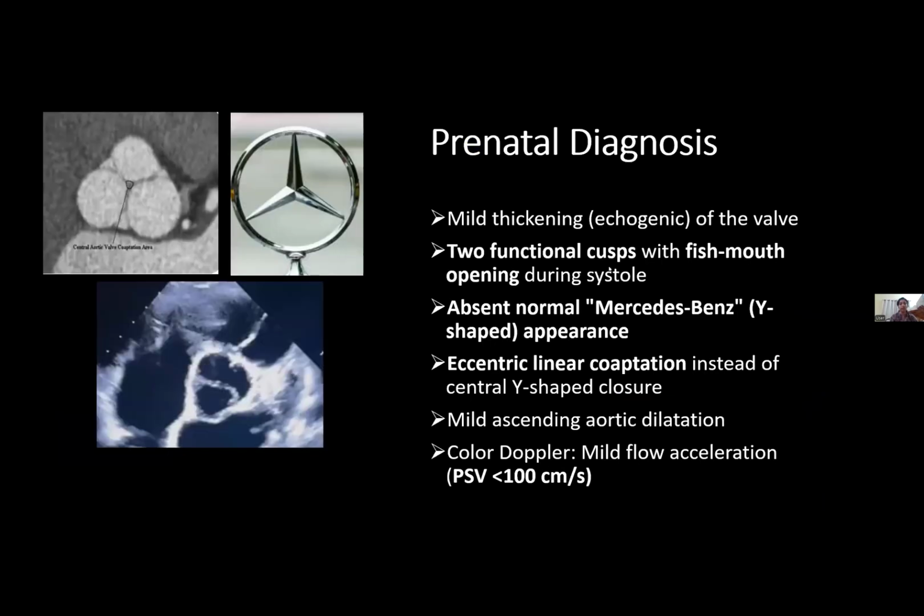The prenatal diagnosis can be made with mild thickening and echogenicity of the aortic valve, and two functional cusps with fish-mouth opening during systole. In a normal tricuspid valve, the coaptation point is the central point where the three cusps come together when the valve is closed, producing a Mercedes appearance. In bicuspid aortic valve, the coaptation line is often eccentric rather than central because there are only two functional leaflets.